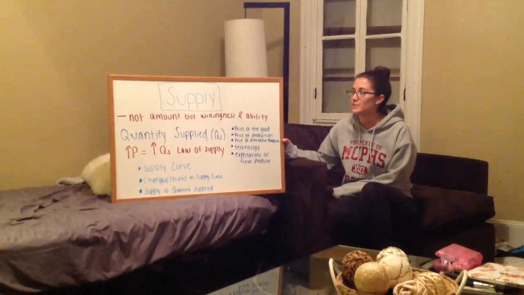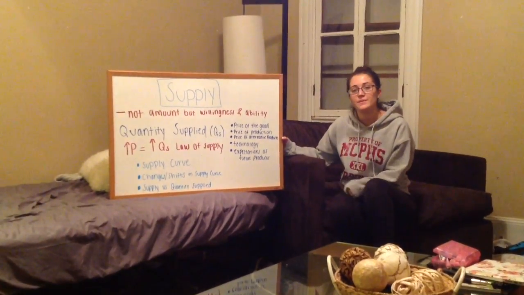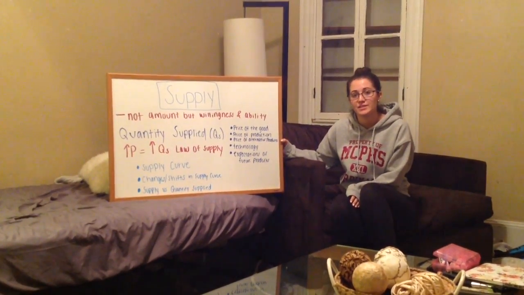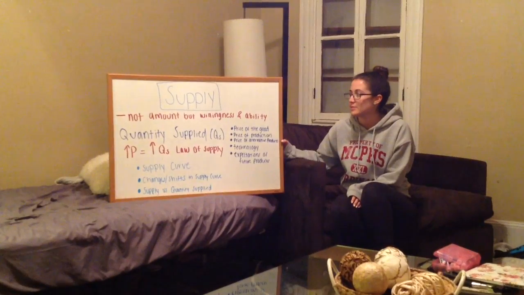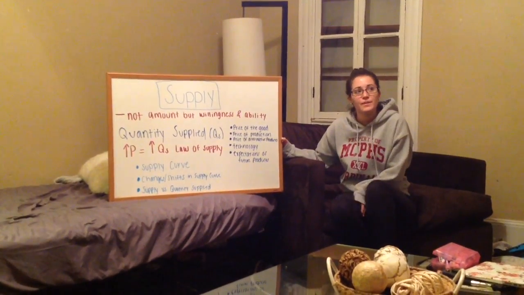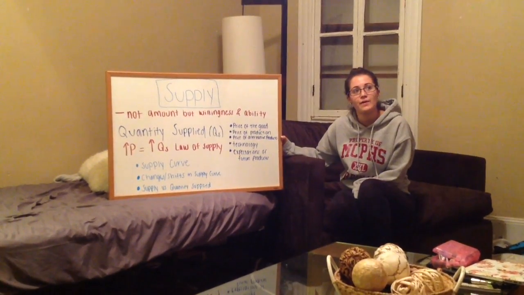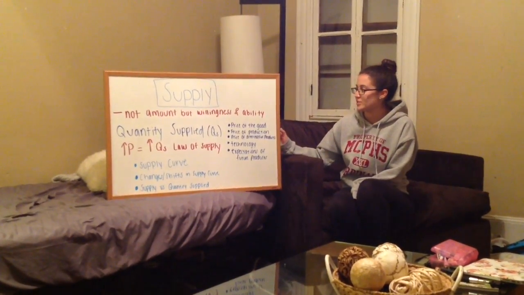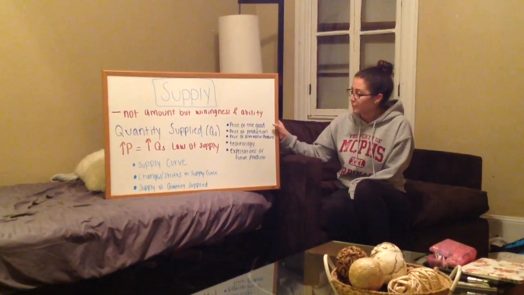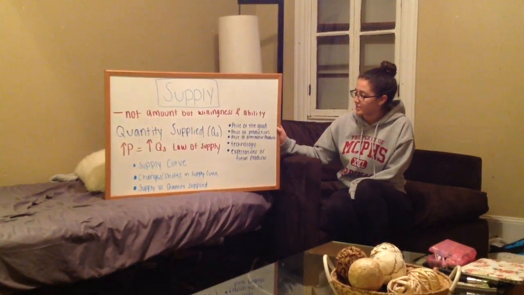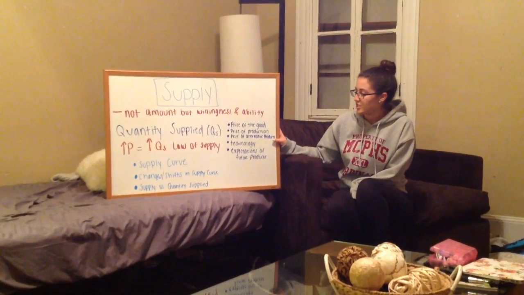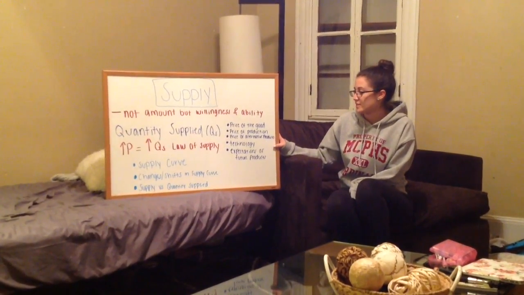Now we're going to talk about supply, and supply is not just the amount of something there, but it's the willingness and ability of potential sellers to produce and sell the product. So the quantity supplied, or QS, is the total amount of a good that sellers would choose to produce, and it's dependent on certain determinants such as the price of the good, the price of production, the price of alternative products, technology, and expectations of future prices.